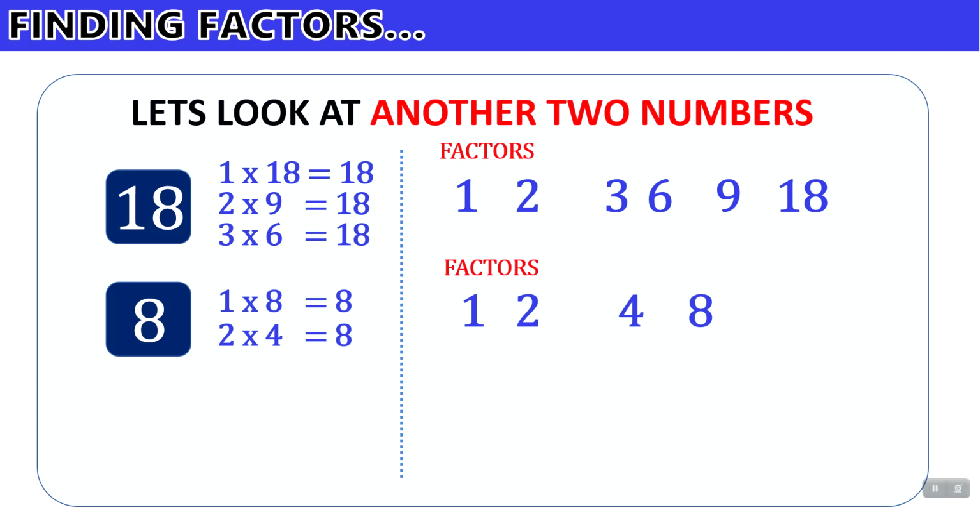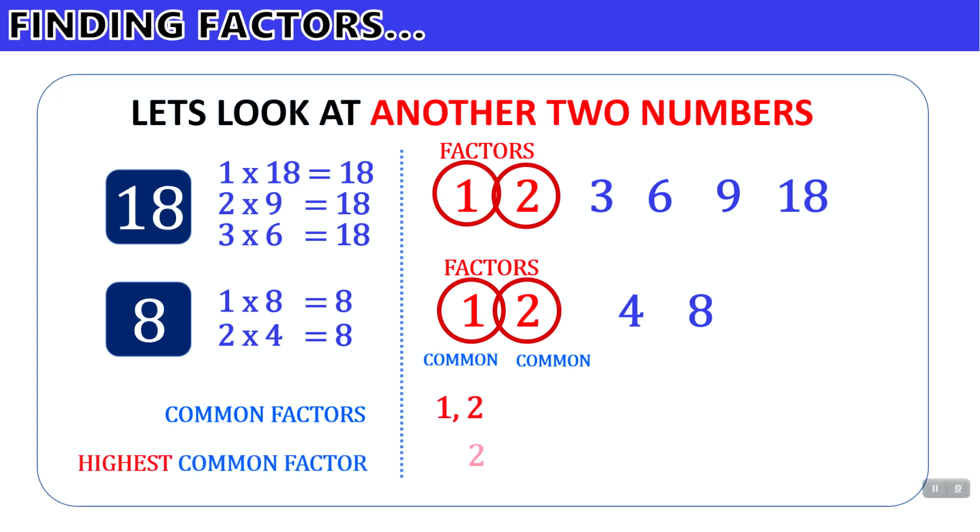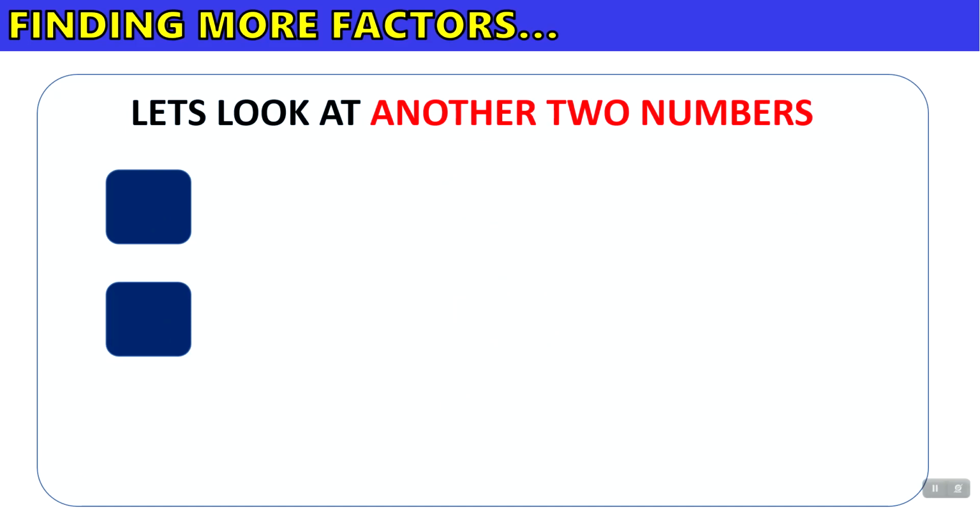Now we find which ones are common. Well, you will notice by now that 1 is always common to both numbers. And we also see 2 is common to both. Those are the only two numbers that are common. And so the common factors are 1 and 2. And the highest common factor is 2. Let's look at another two numbers.